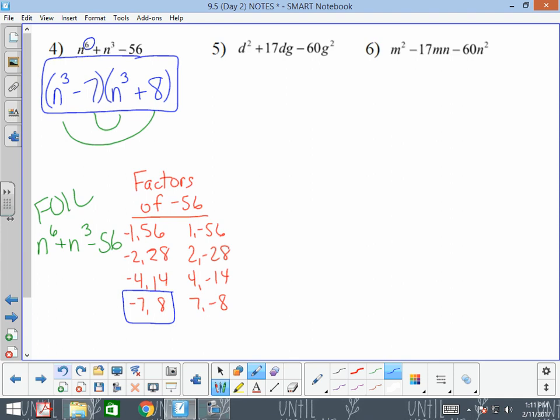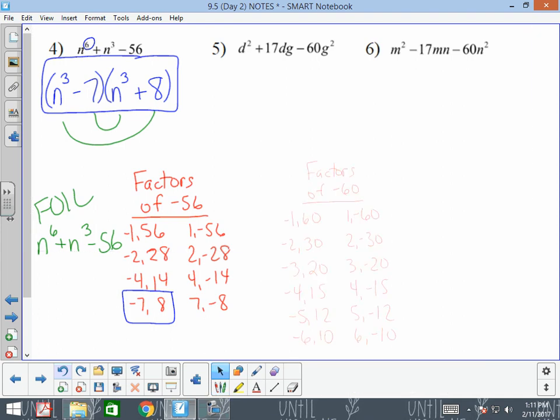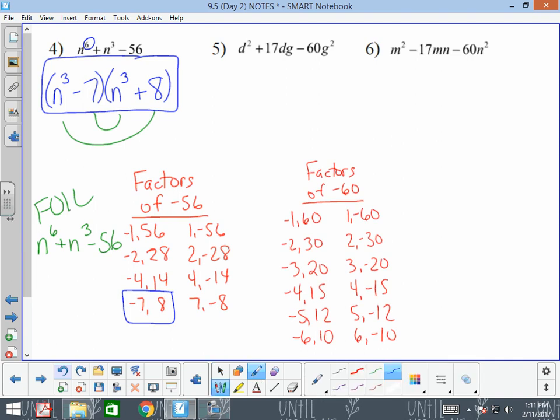Okay. All right, two more. Factors of negative 60. There are quite a few of them. You can pause the video and write those down. We're first looking for the factors of negative 60 that add up to be positive 17. So that will be negative 3 and positive 20. So this will be d minus 3 and d plus 20.